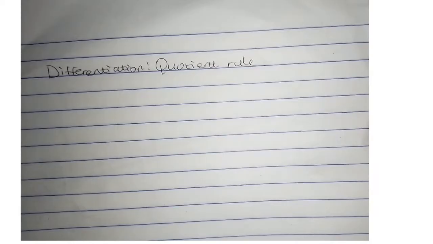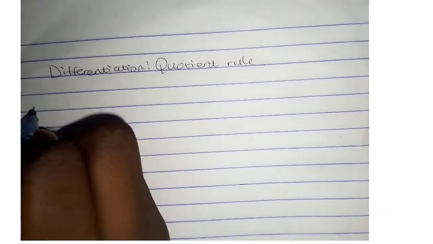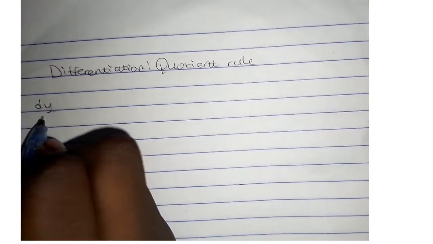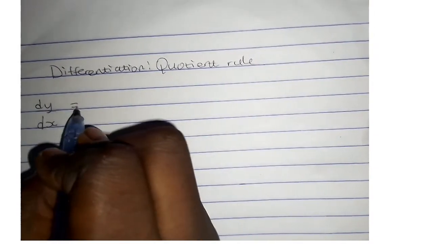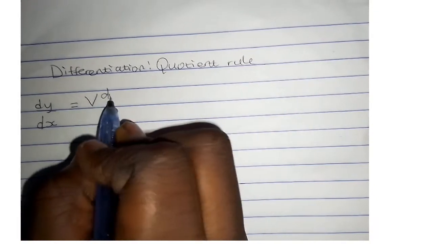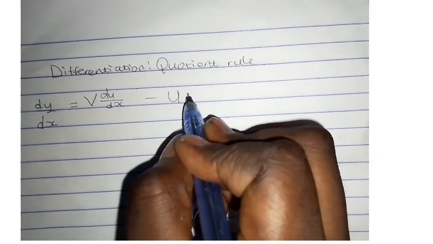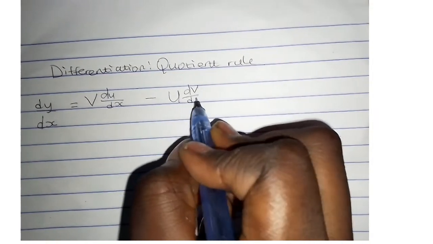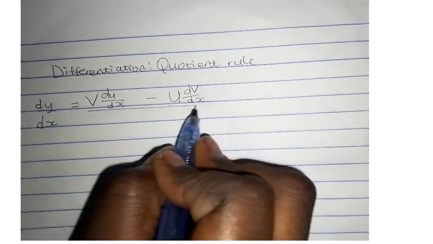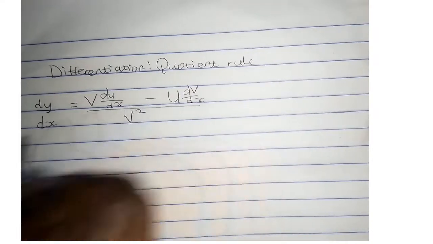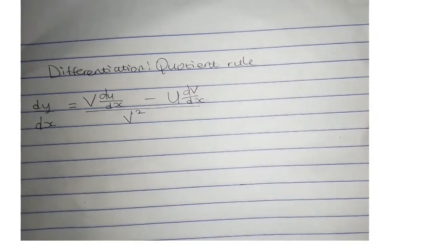In this video, we're going to talk about a branch of differentiation, which is the quotient rule. And the formula for the quotient rule is given as dy/dx equals (v du/dx minus u dv/dx) all over v squared. So this is the formula for the quotient rule, and we're going to take an example under this.